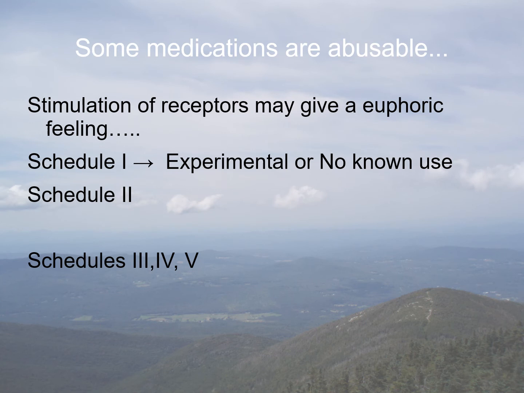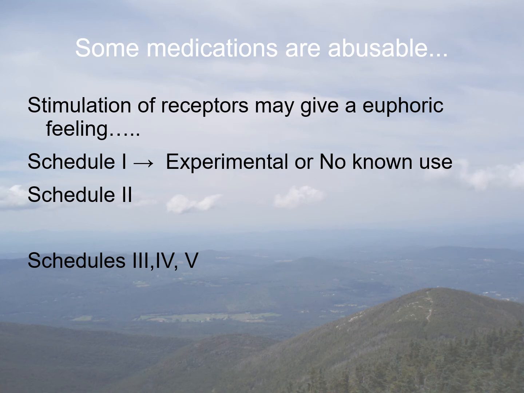Abusable medications are scheduled. A lot of the police call these narcotics, even though many of them are not pharmacologically narcotics. Schedule 1 drugs have no known use, although many of these drugs are controversial. For example, marijuana is a Schedule 1 drug. A lot of people feel like it does have a use. We just haven't researched it enough. Heroin is a Schedule 1 drug.